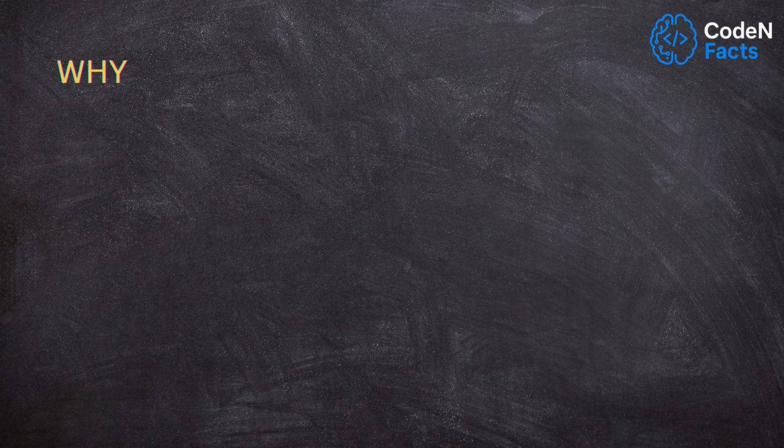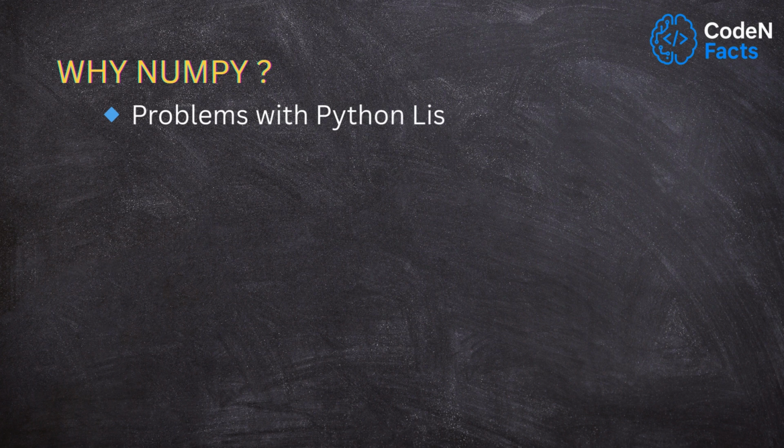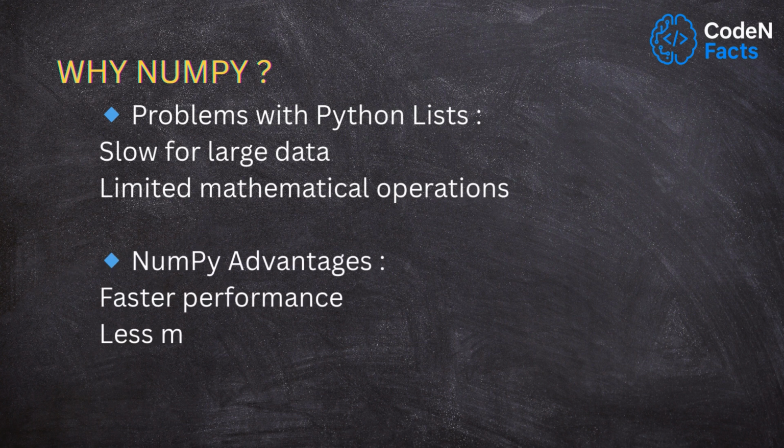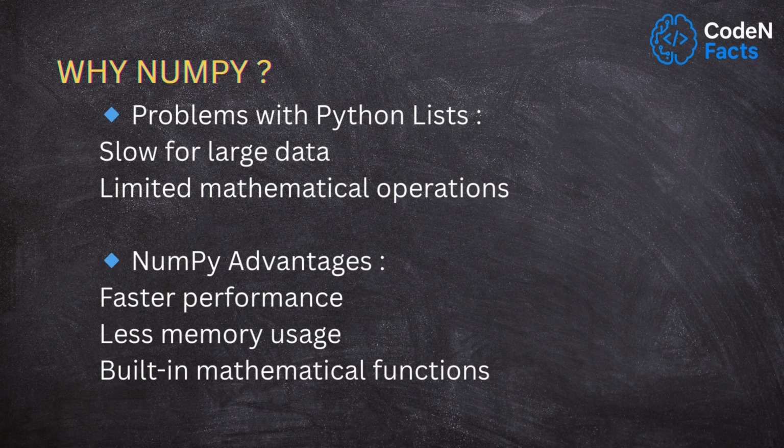Why do we choose NumPy? You may ask, why don't we use a normal Python list? Because the problem is that it is slow for large data and has limited mathematical operations. While NumPy gives us faster performance, less memory usage, and built-in mathematical functions. That's why NumPy is the backbone of data science.